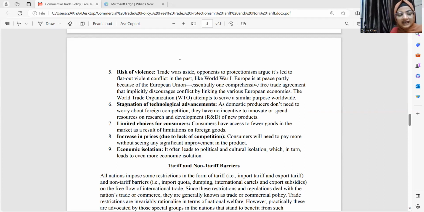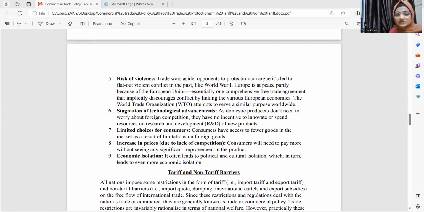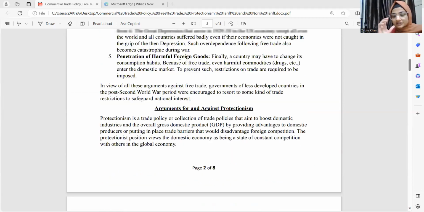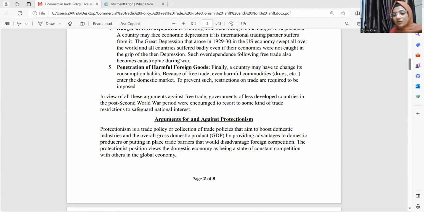So both free trade and protectionism have their advantages and disadvantages. There needs to be an understanding of the economy of your country in order for the government to decide what policies are apt. Okay, so that was about protectionism and free trade.